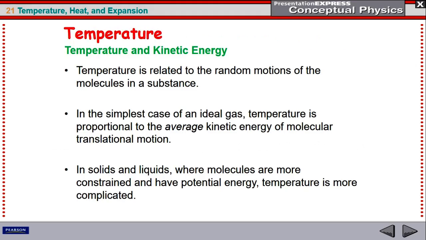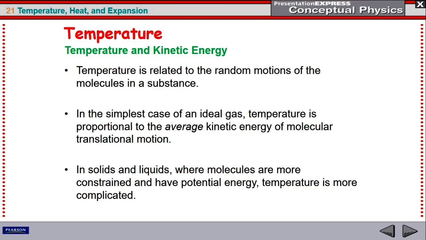Let's go to the main point of this part. Temperature is related to the random motion of molecules in a material, in a substance. In the very simple case of a gas, an ideal gas, temperature is proportional to the average kinetic energy of molecular translational motion. Translational means movement in space. So as the molecules move in space, they have kinetic translational motion, and the average of that kinetic energy is proportional to the temperature.